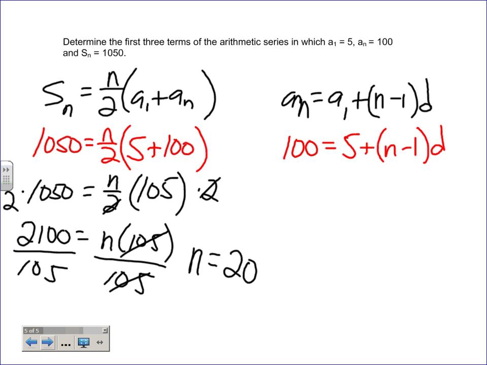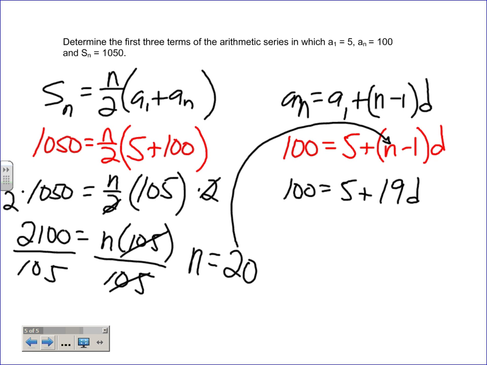So would you expect d to be very big if it took 20 terms to get to 100? It's probably not too big. So now what you can do, as some of you said, is put that right in there. So it's 100 equals 5 plus, if you put 20 in there, it becomes 19d. And that's up to you, but I always like to get rid of these first. Subtract 5, 95.